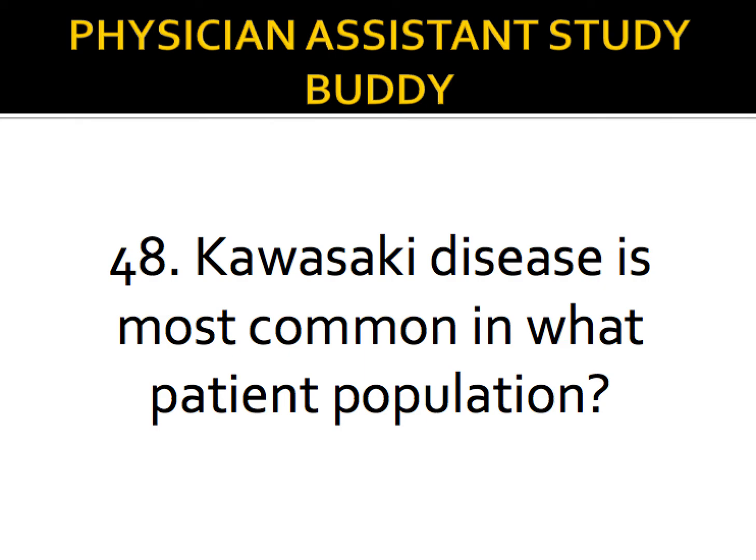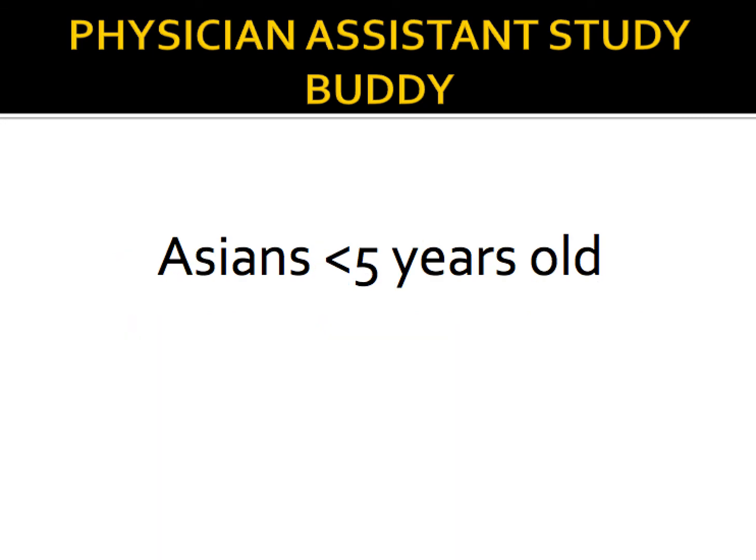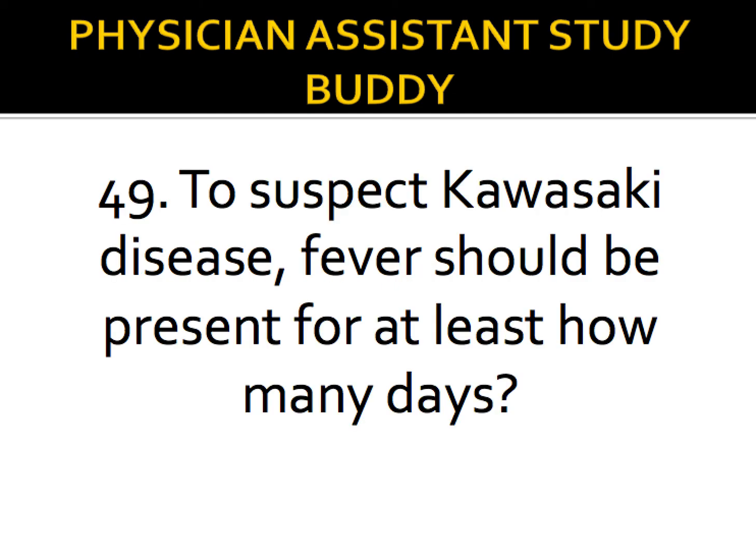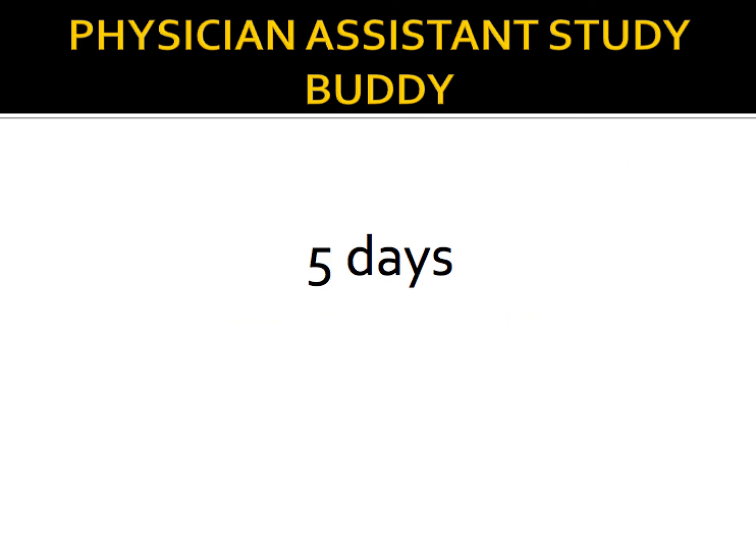Kawasaki disease is the most common in which patient population? So they may tell you the patient is having fever and these and those symptoms, and they ask you out of this patient population who is the most likely to get Kawasaki disease, and the answer is Asian kids under the age of 5. So to suspect Kawasaki disease, the fever in a child should be present for at least how many days? At least 5 days. If the question talks about a fever that lasts for 7 days, you should be looking for Kawasaki in your answers.